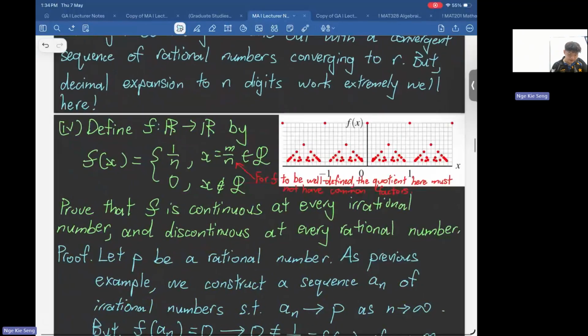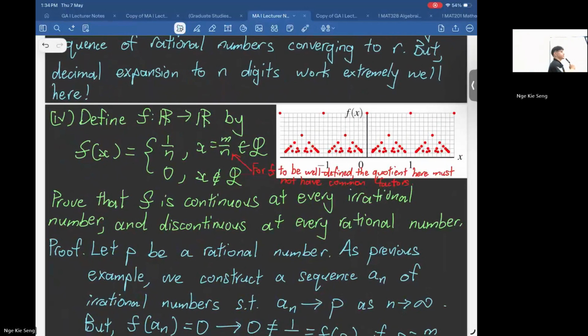Okay, and then how about this function here? For all rationals, you just take the denominator part, 1 over n. And for irrationals, you send it to 0. So how can you imagine this picture? Maybe you have 1/2, 1/3, 2/3. 2 over 3 and 1 over 3 go to the same n value, the same height. So the height is determined by the 1 over n, the height of the rational.